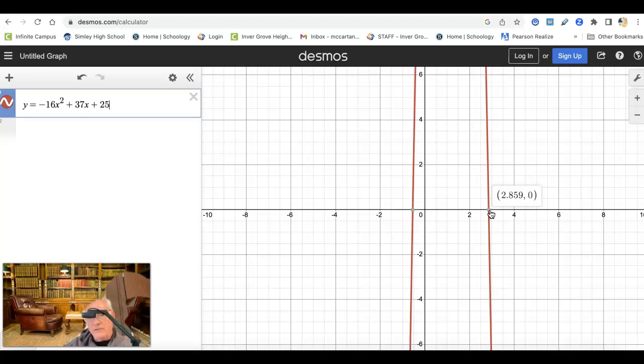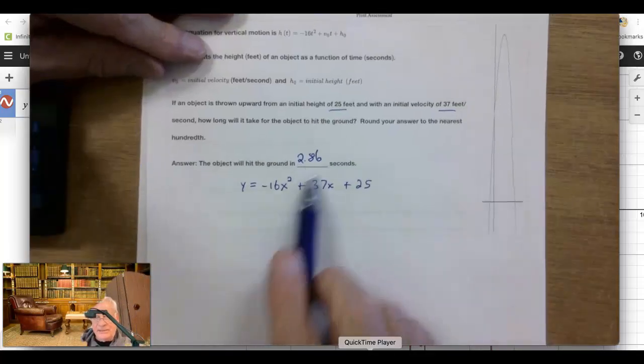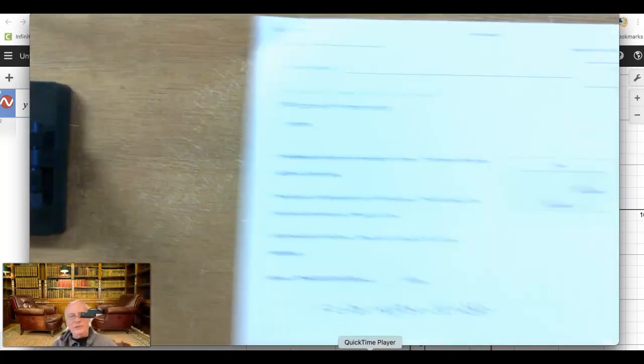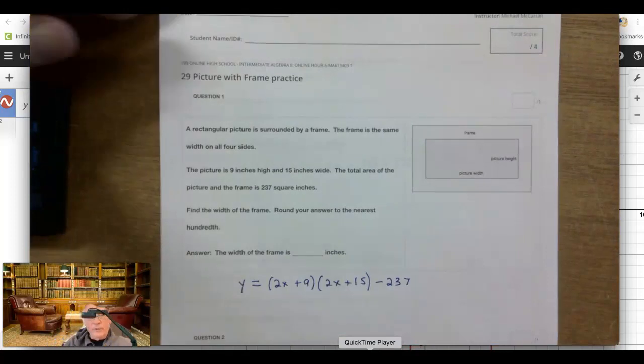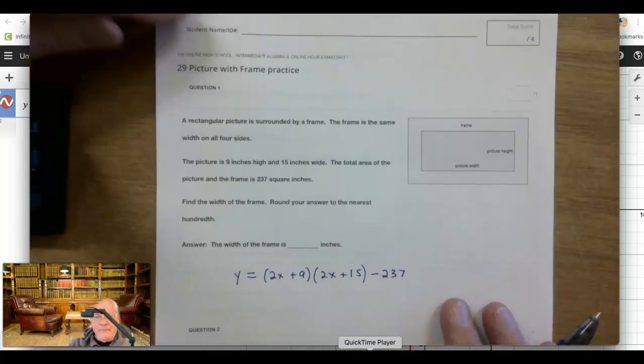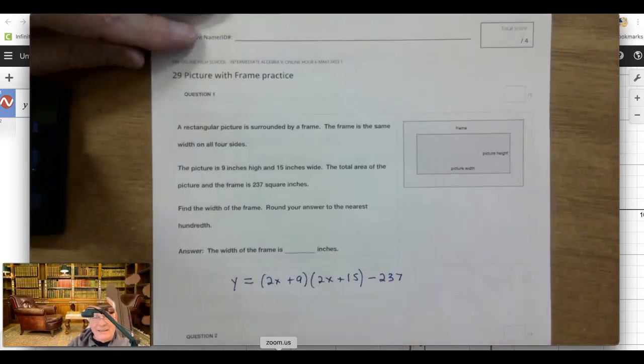Round it off to the nearest hundredth. 2.86. All right, so I put 2.86 right there. Guys, you can submit that one. I've got to move quick here, guys. We're going right to picture with a frame. Again, the setup is the key.